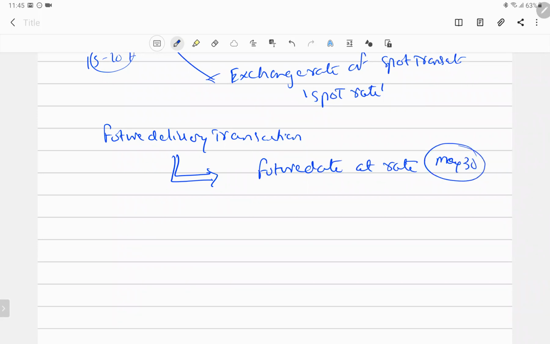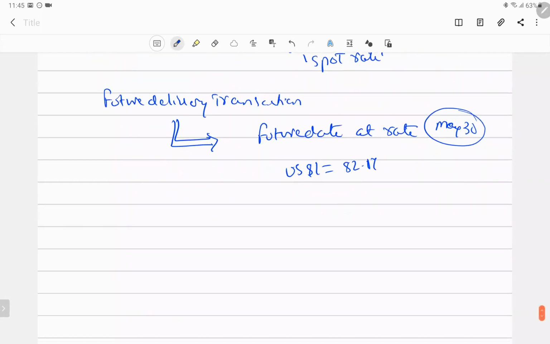I am a dealer and you are a trader. So we have decided that in the month of May, we would be converting the US dollar into rupee at a particular rate. Suppose US $1 is equal to 82.17. And you are afraid that there will be a fall in the rupee value. Fall in the rupee value is nothing but an increase in the commodity currency, right? So you thought it is better to go for hedging, so you go for a forward contract with me. I am a banker.